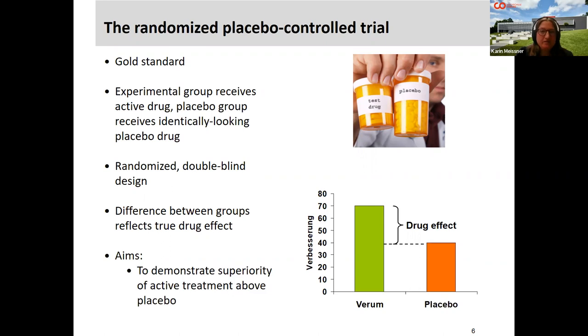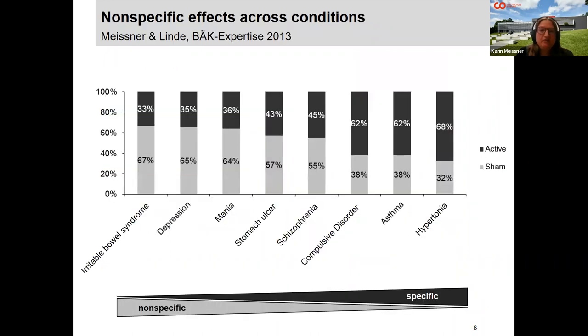So the aim of such a randomized placebo-controlled trial is to demonstrate superiority of the active treatment above placebo. However, we frequently observe a lot of improvement also in the placebo groups. And here is an overview of these improvements in the placebo groups compared to the total improvements. The light gray bars reflect the non-specific treatment effects, which is the sum effect in the placebo groups. And the dark gray bar reflects the active treatment effect, so the specific treatment effect.